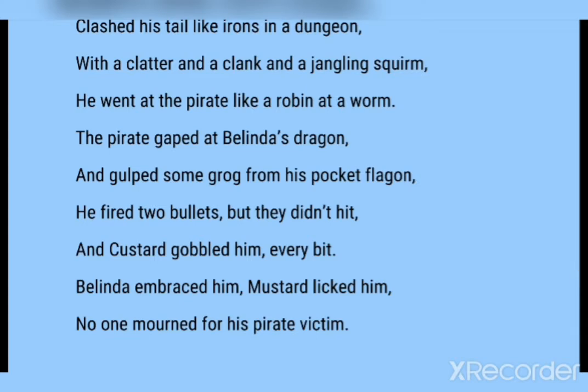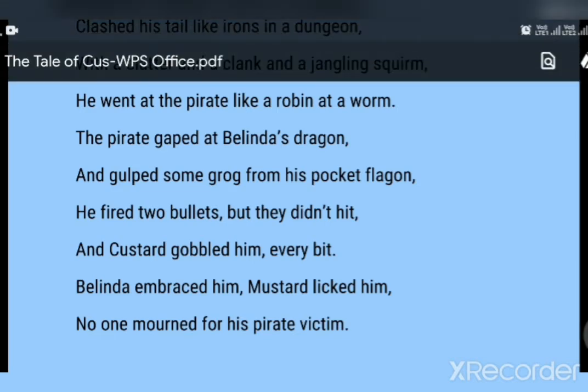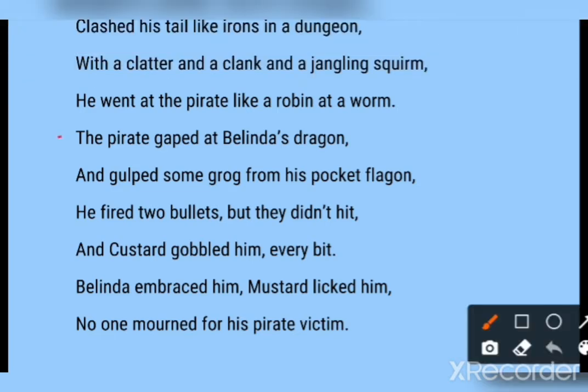Then we have the 11th stanza, sorry, this is the 11th stanza. The pirate gaped at Belinda's dragon and gulped some grog from his pocket flagon. He fired two bullets, they didn't hit, and Custard gobbled him every bit.